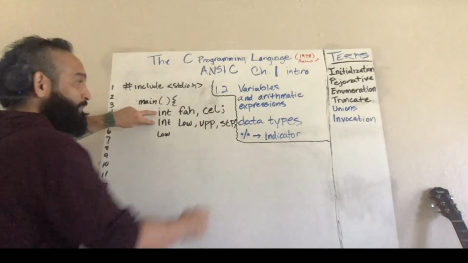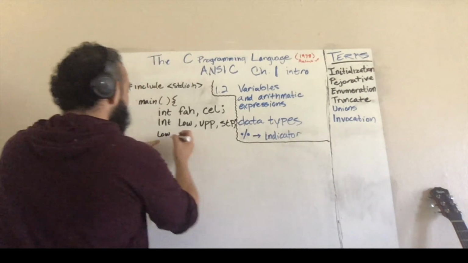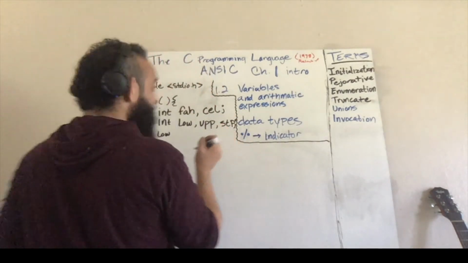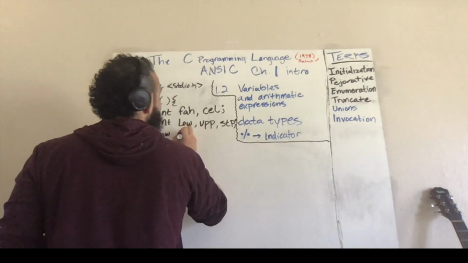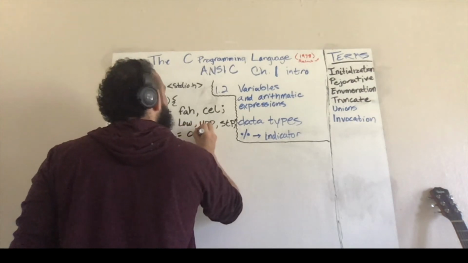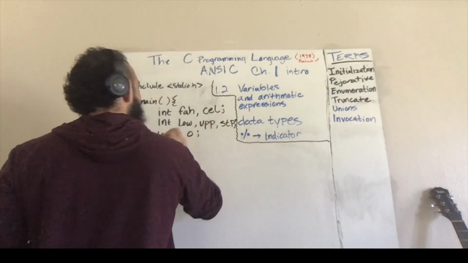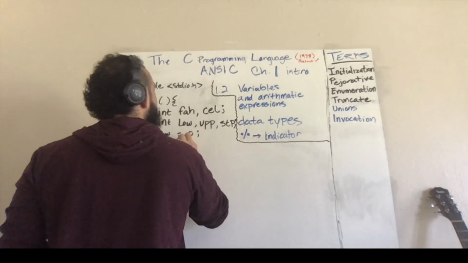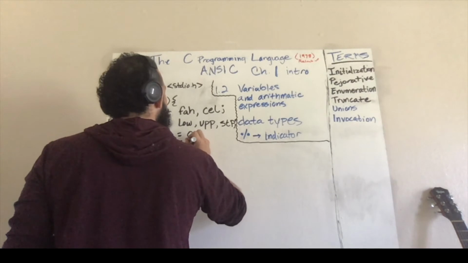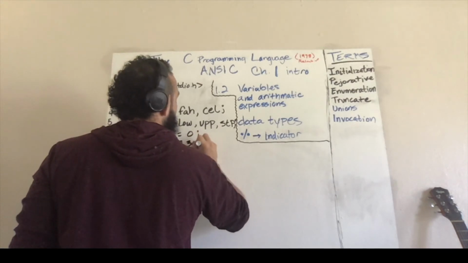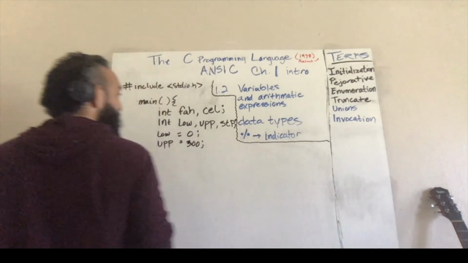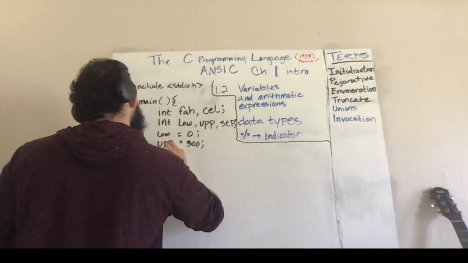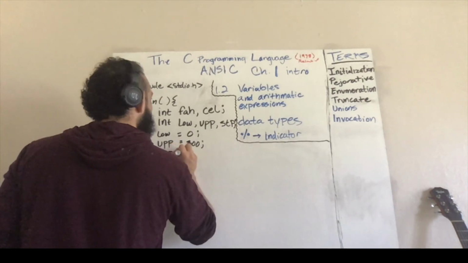Integer, by the way, is a data type. Low is equal to 0, end statement. Upper, or up, is equal to 300, end statement. And step, or STP, equal to 20.